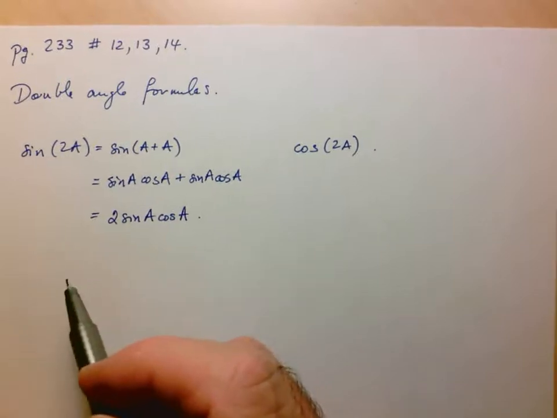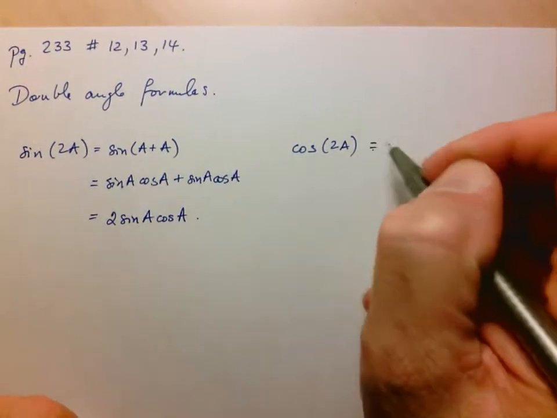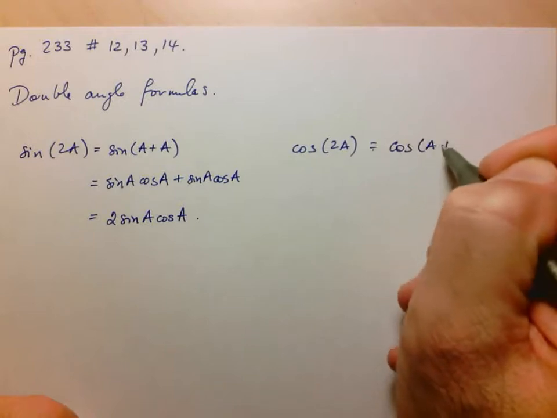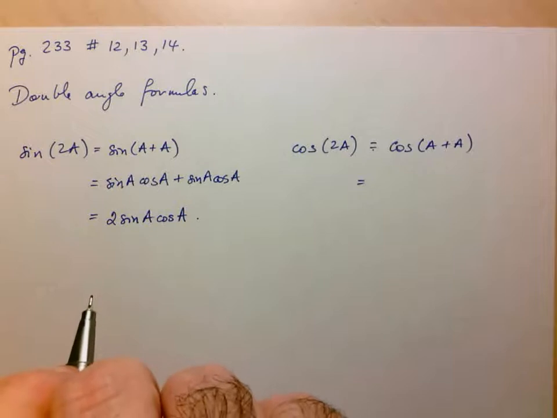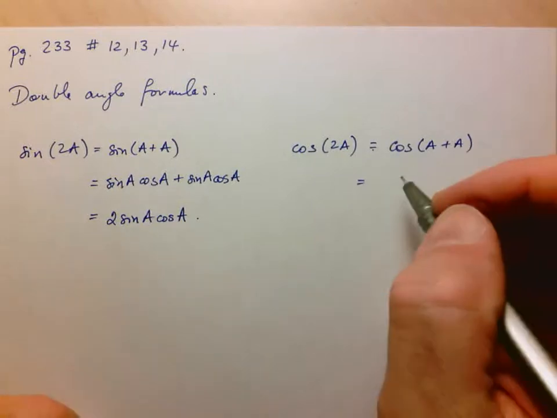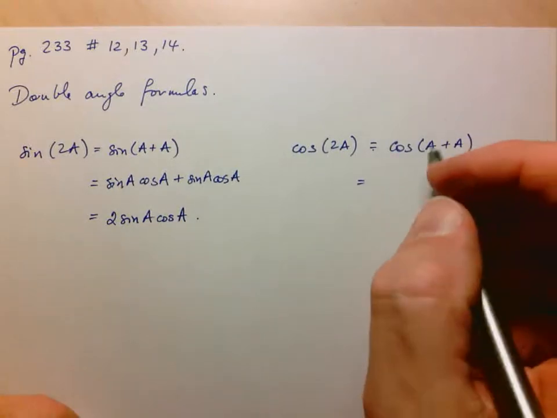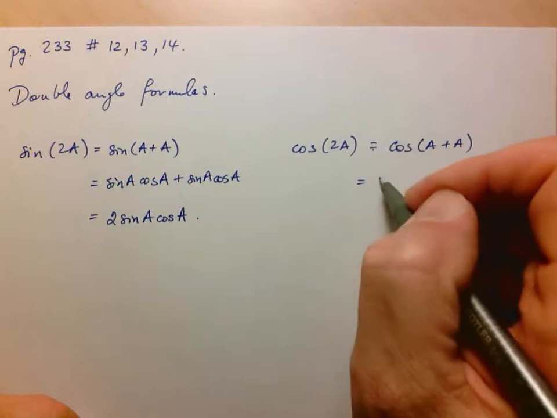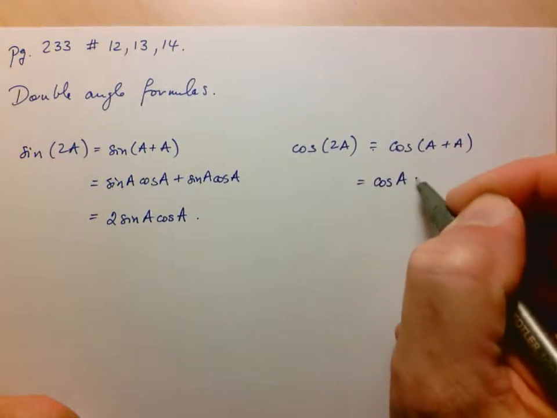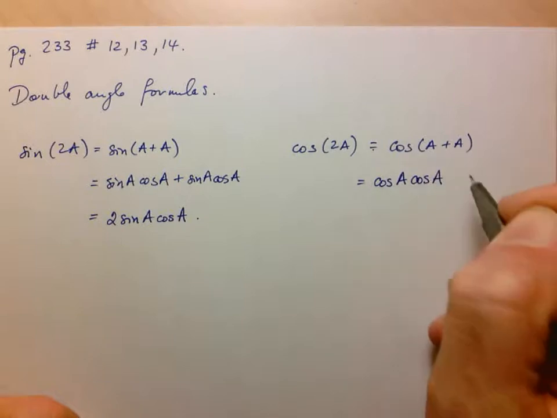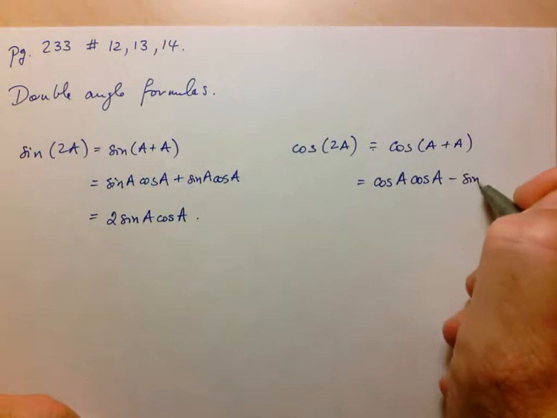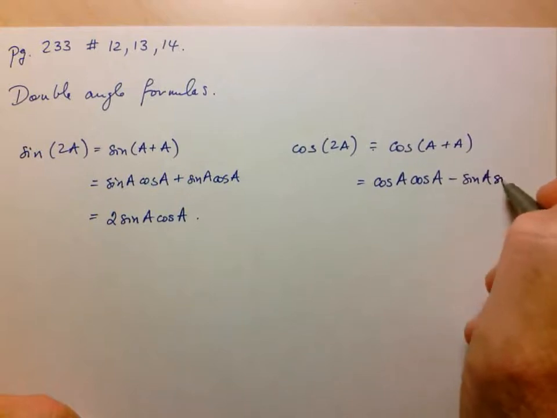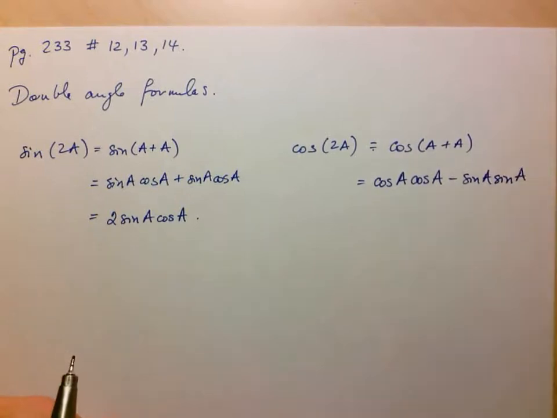Now I'm just going to do the exact same thing for cosine. I'm going to rewrite this as cosine of A plus A, and now I can rewrite this using the addition formula for cosine. Again, I'll go by thinking of the order. The rule says that this is equal to cosine of the first times cosine of the second, but of course the second angle is exactly the same, minus sine of the first times sine of the second, which again is exactly the same.